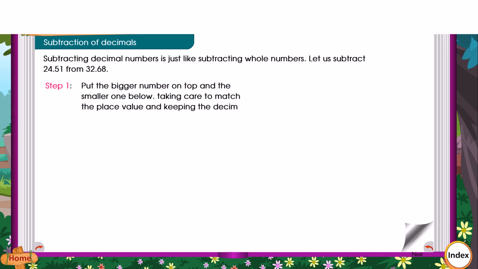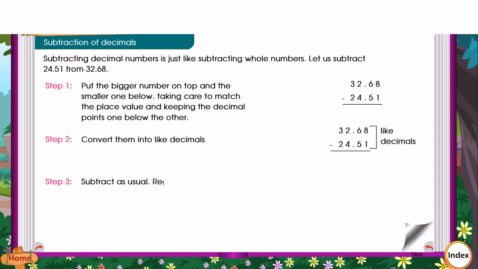Step 2. Convert them into like decimals. Step 3. Subtract as usual. Regroup where necessary. Answer: 32.68 minus 24.51 is equal to 8.17.